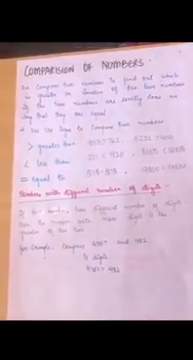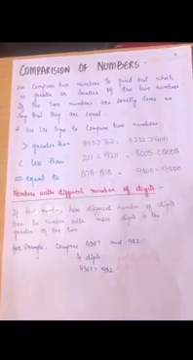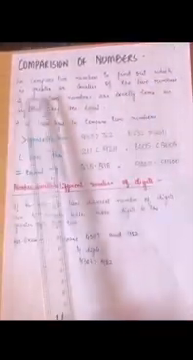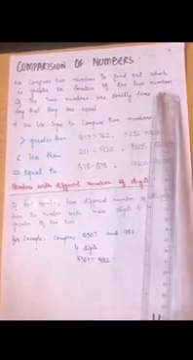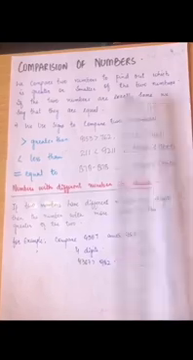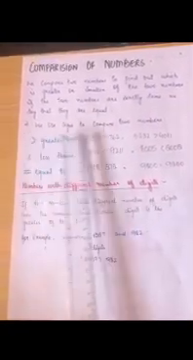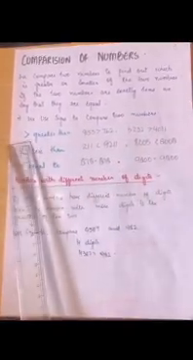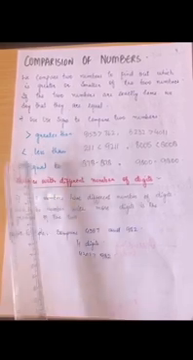Comparison of numbers. We compare two numbers to find out which is greater or smaller of the two numbers. If the two numbers are exactly the same, we say that they are equal. Now we use signs to compare the two numbers. This sign is for greater than, this sign is for less than, and this is equal to.